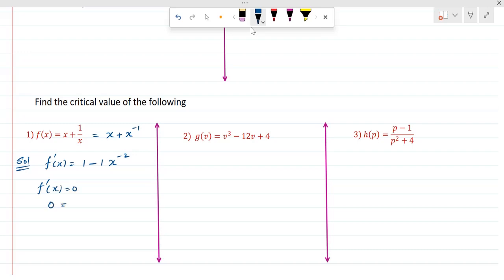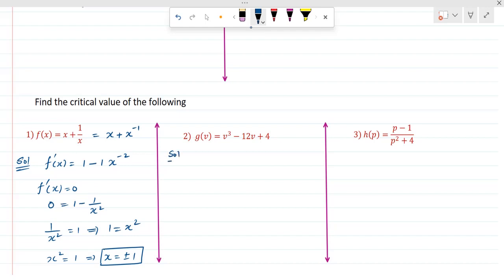So you will get 0 equals 1 minus 1 over x squared. If you simplify, 1 over x squared equals 1, which in turn implies 1 equals x squared. If you take the square root, x value is equal to plus or minus 1. So this is the critical value for the function.